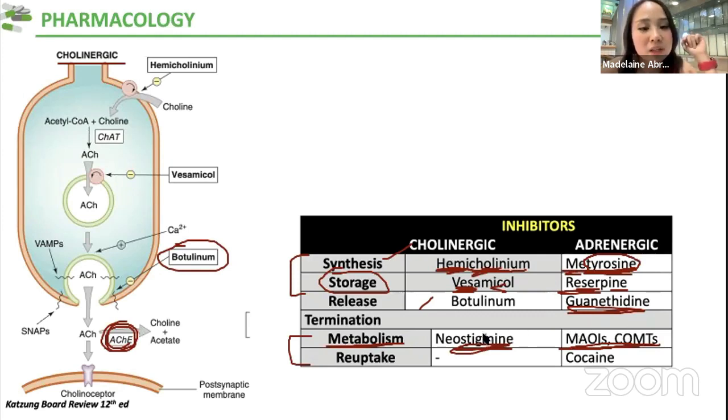Why? Ano nga? Enzyme ito tinatarget sa acetylcholinesterase. Ito rin: monoamine oxidase, tsaka catecholamine O-methyltransferase. Okay, yun yung mga tinatarget na enzymes.